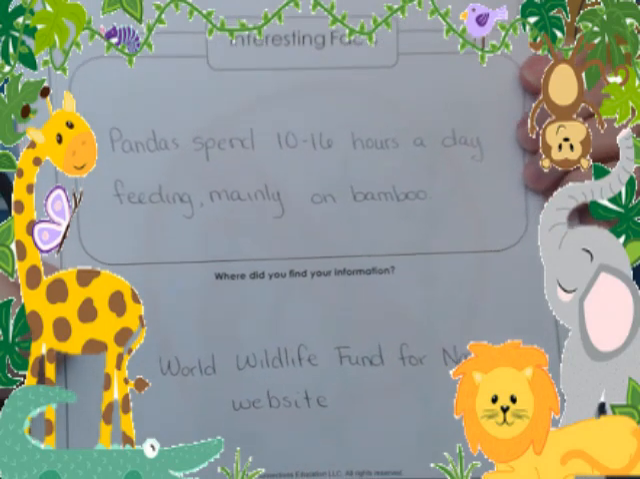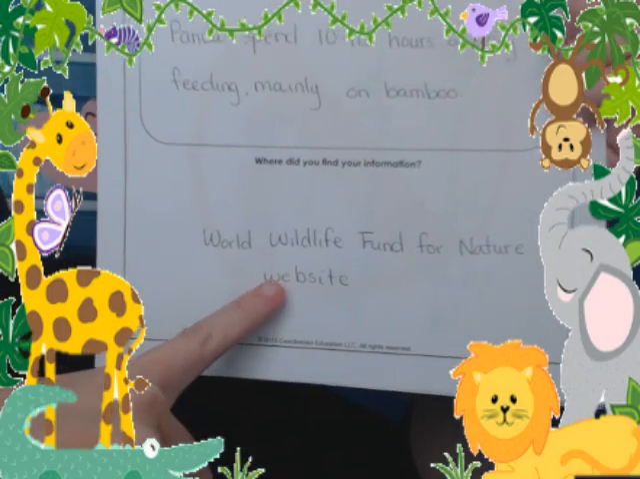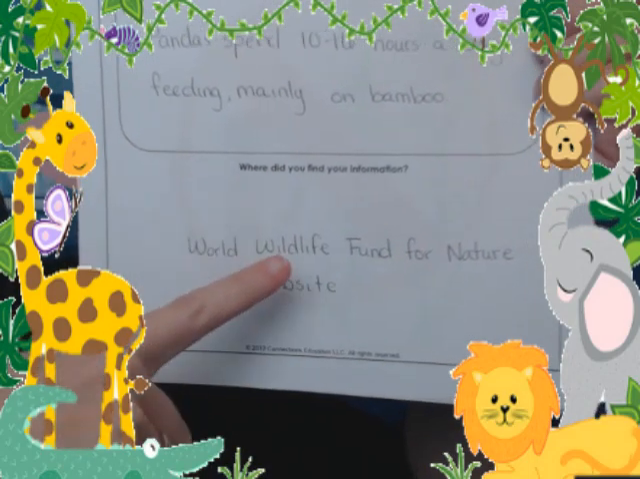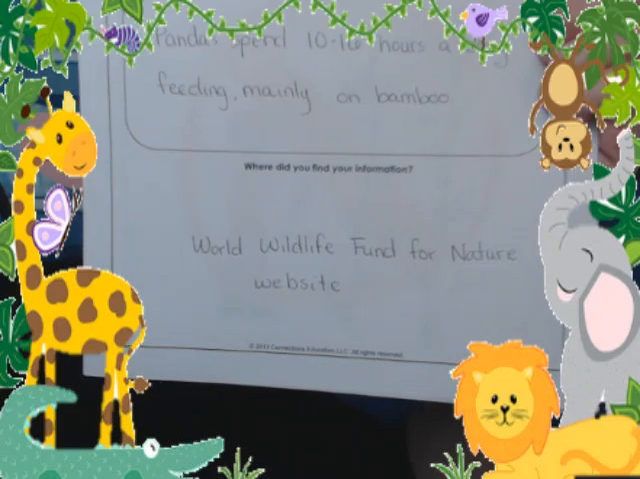That's like the whole day. So I found this information online on a website, and it was the World Wildlife Fund for Nature, so the WWF. That is a really reliable website. It's a good source for true facts and information. So I used that one to find out those interesting facts about my panda.